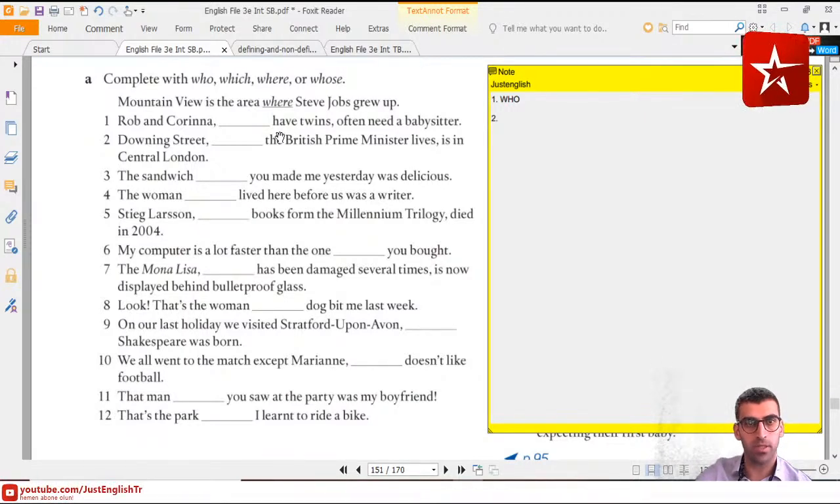Number 2, Downing Street. The British Prime Minister lives in central London. So, number 2, I am waiting for the correct answer for number 2.